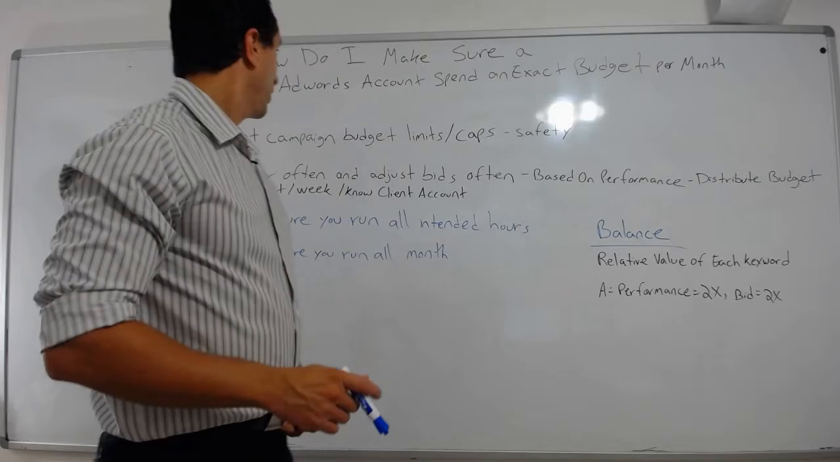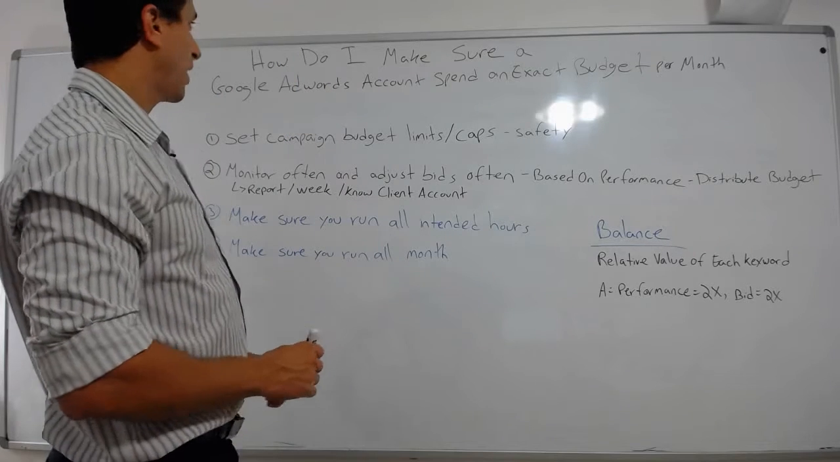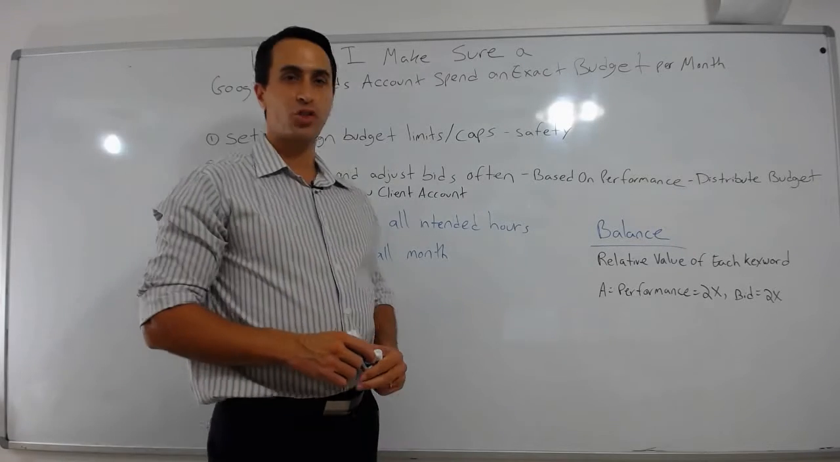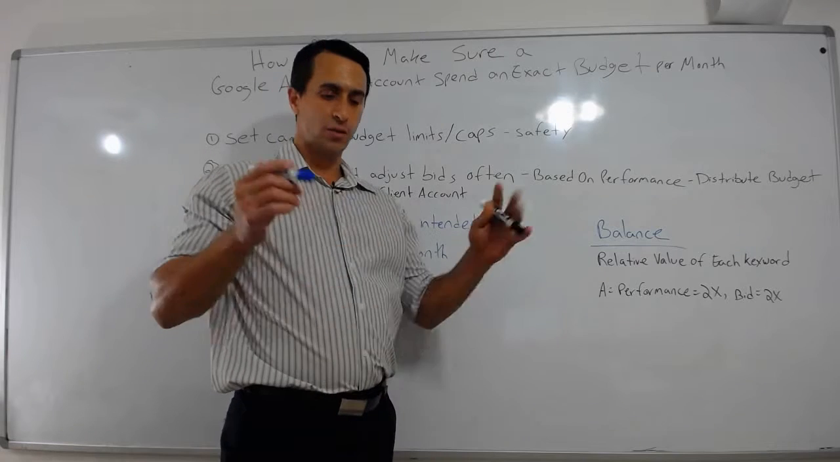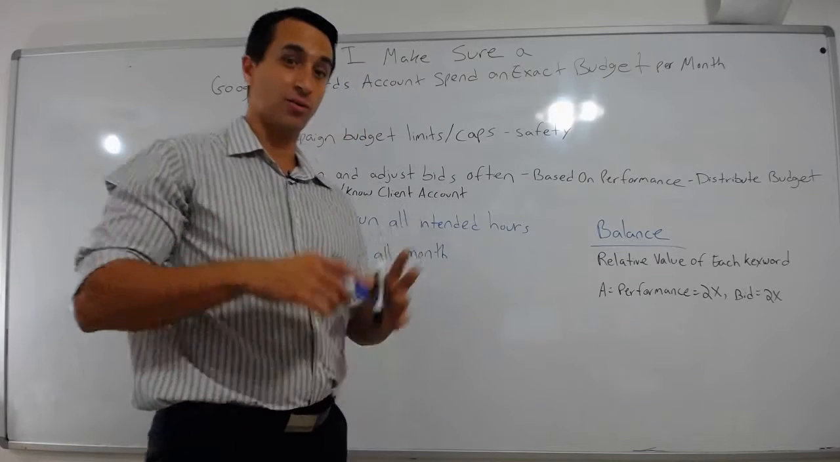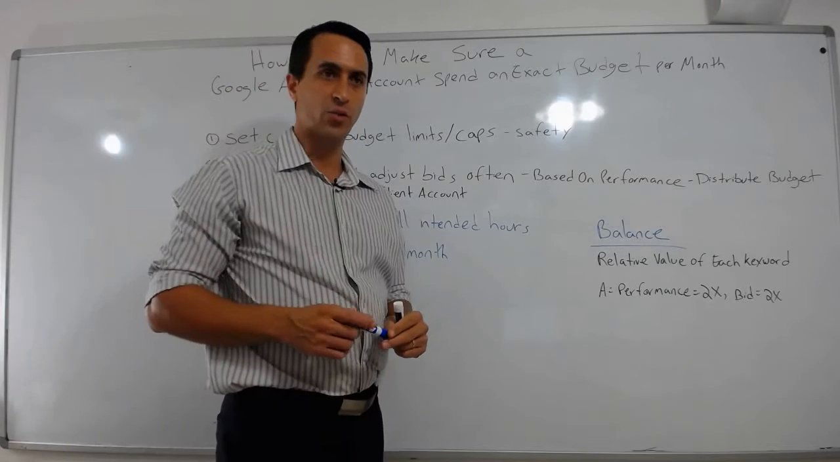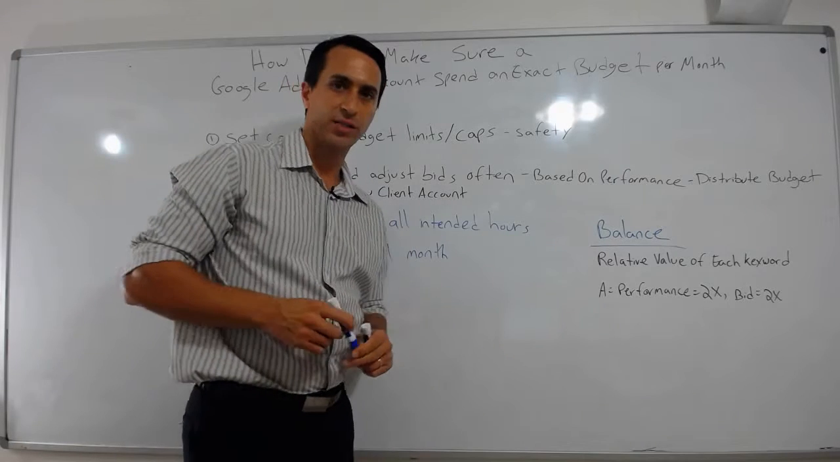All right, so we got a great question. How do I make sure a Google AdWords account spends an exact budget per month? Here we start going into the realm of bidding, which is a whole art and science of its own. But let me answer the question as concisely as possible.